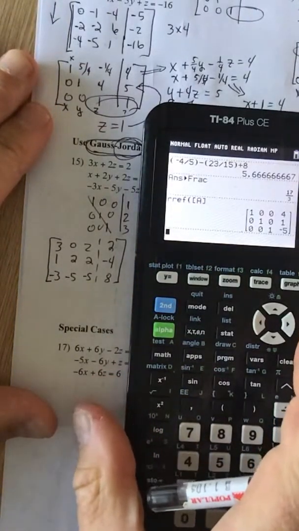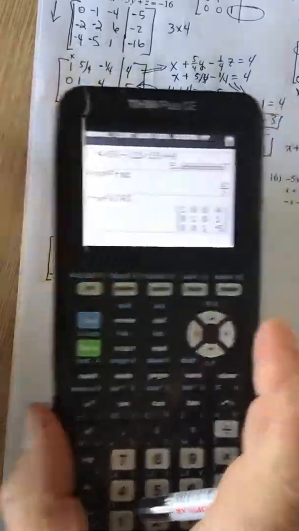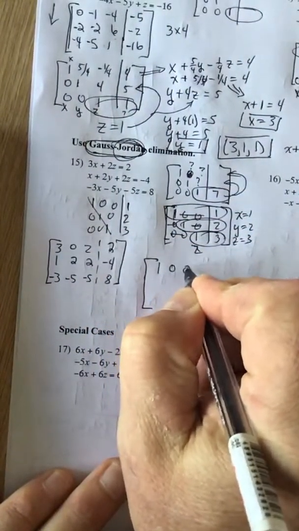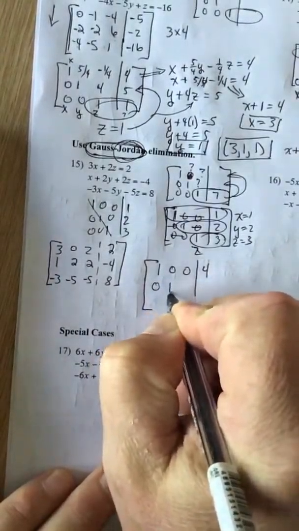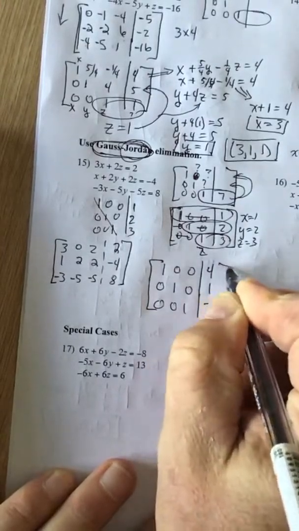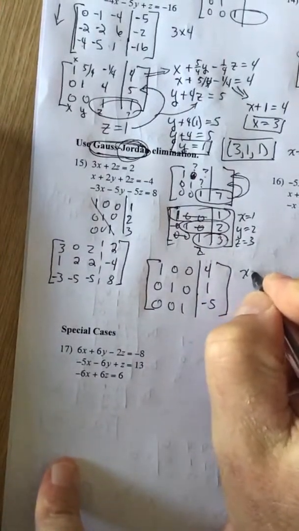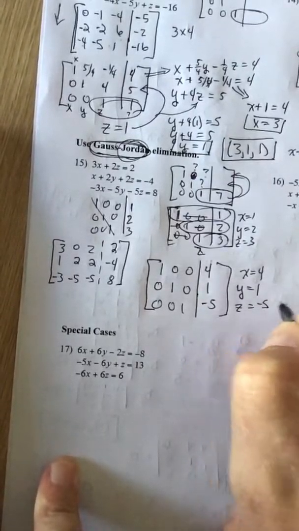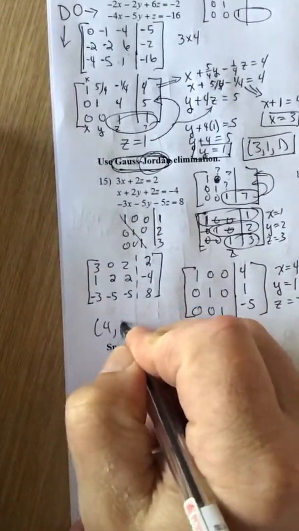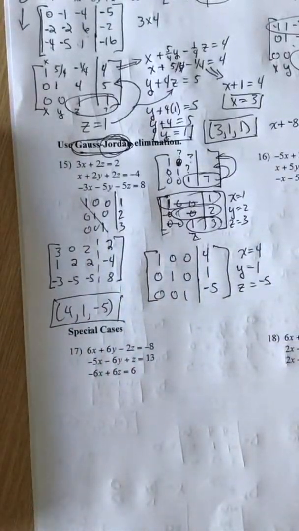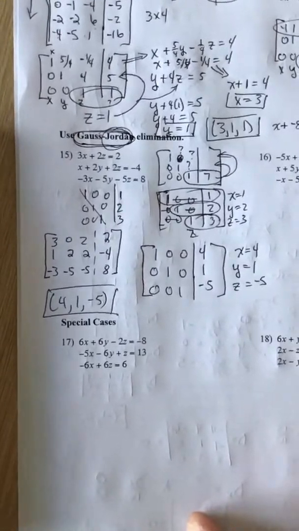Now look how easy it is. The calculator did all the work. Here's what that turned out to be: 1, 0, 0, 4, 0, 1, 0, 1, 0, 0, 1, -5. So that means our answers: X is 4, Y is 1, Z is -5. So we have 4, 1, -5. It really is that simple now with our calculator.